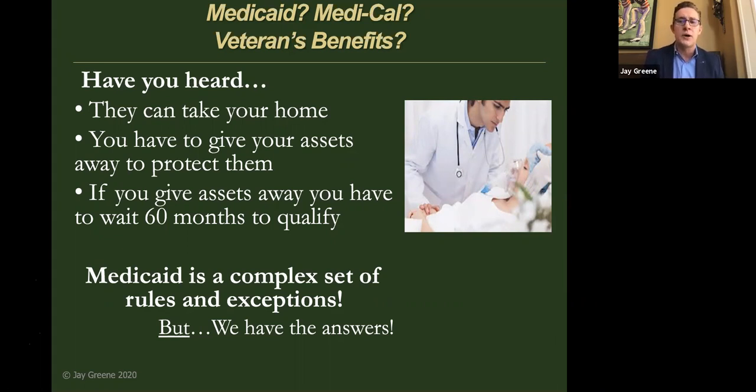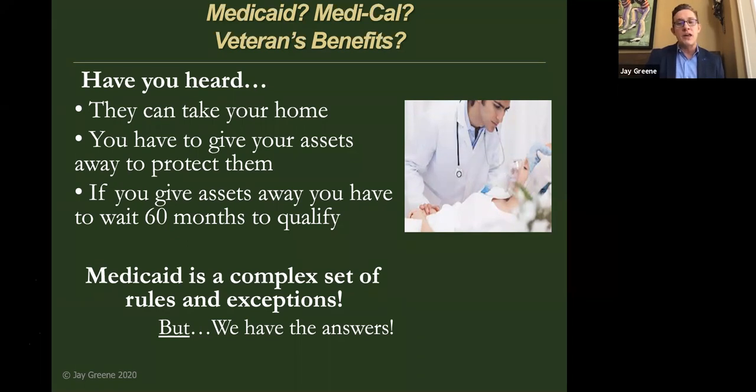So some of the questions that come up when people think about Medicaid is that they're going to come and take your home, that you have to give away your assets to protect them, and that you have to have done that 60 months ago to qualify. None of that's completely true. And the rules are very complex and they differ from state to state. So when you're thinking about long-term care and what your options are, you want to make sure that you know what those rules are in your state. Since this is a national presentation, we're not going to go into specific state rules today.